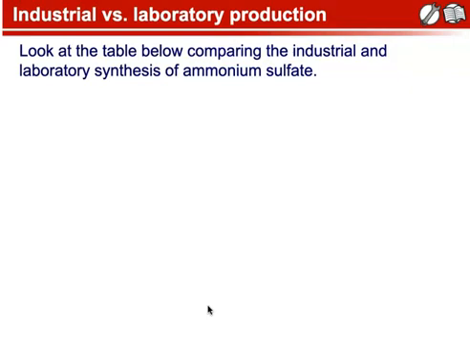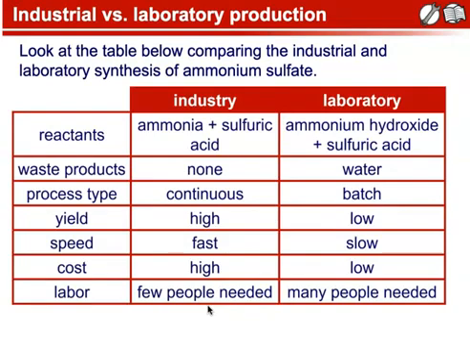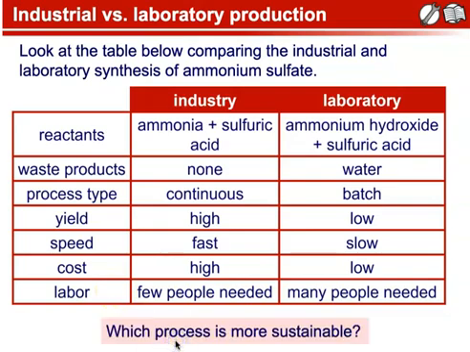Industrial versus laboratory production. Look at the table below comparing the industrial and laboratory synthesis of ammonium sulfate. Our reactants in the industry versus the laboratory, our waste products, the process type, the yield, the speed, the cost, and the labor. Which process is more sustainable?